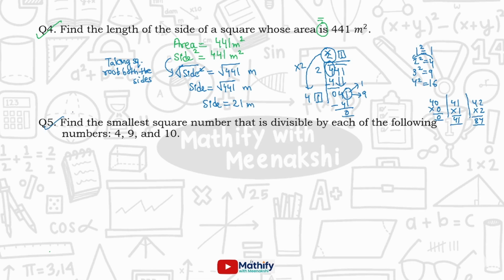Now let's move to question number 5. Find the smallest square number that is divisible by each of the following: 4, 9, 10. Now you know that you read in 5th and 6th class that the smallest number that is divisible by the given numbers 4, 9, 10 is always their LCM. That's LCM of 4, 9, 10. But I missed one word here. If you see carefully, square. So first I will find the smallest number that is divisible by all, and then I will check whether my LCM is a perfect square or not. So first do that.